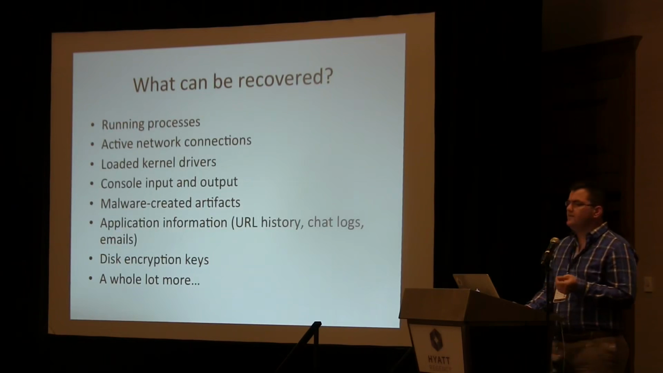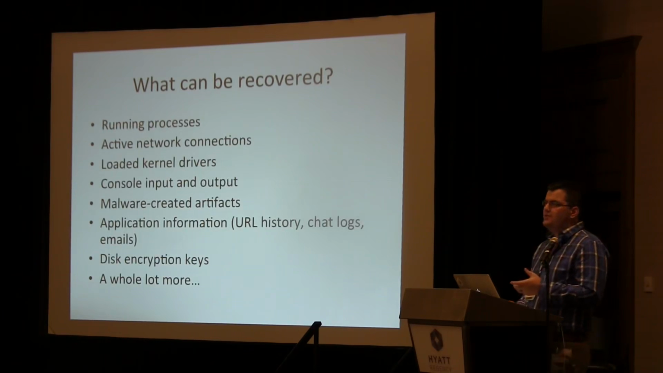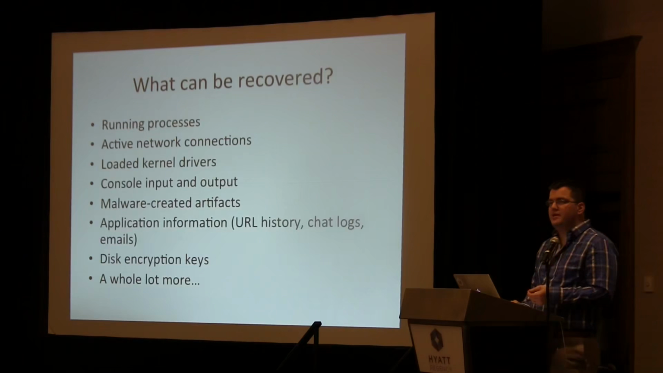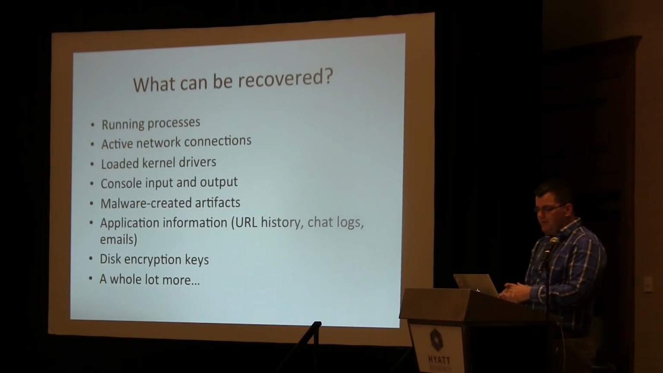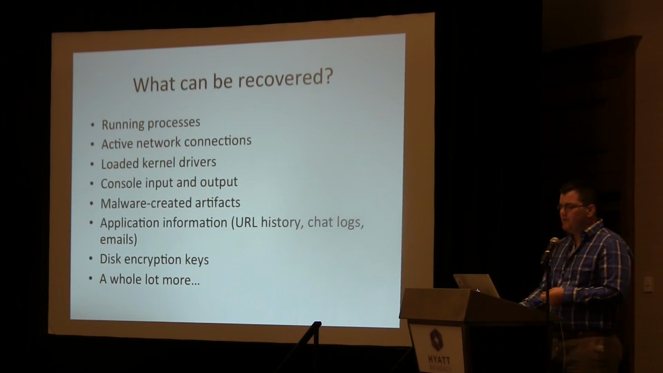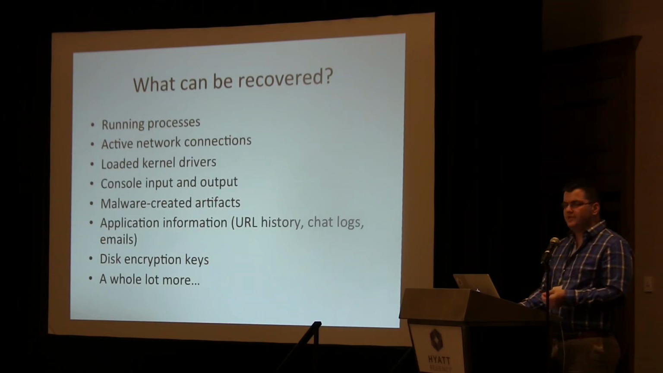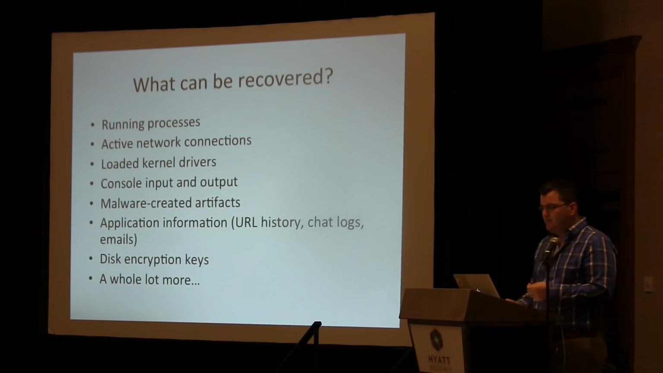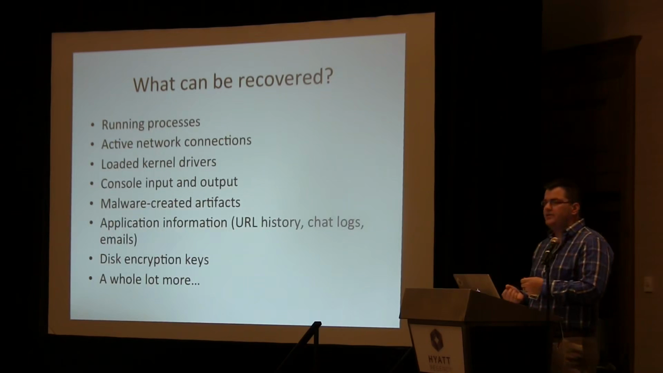And then if you look towards the bottom of the slide, these are things that there's no API for. So we're going to see you can recover console input and output from cmd.exe and from PowerShell. There's no API in Windows that you can pull that out of memory directly. We'll also see there's a number of artifacts that malware creates. Some of this is directly created, some of it's indirectly created by the APIs, and we can use that as well. Another interesting thing with memory forensics is application information.